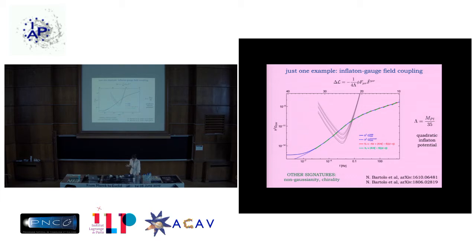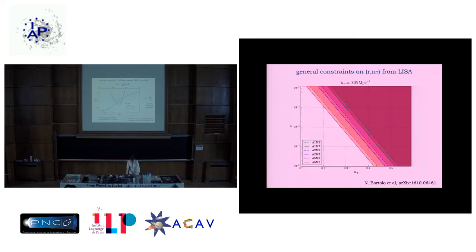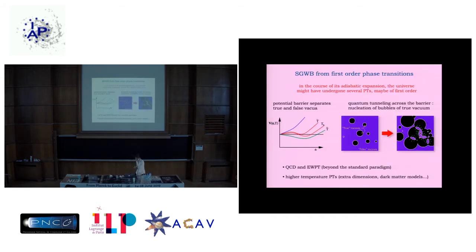Here I give you just one example in which you introduce this kind of coupling in the Lagrangian between a pseudoscalar inflaton and a gauge field, and this kind of thing enhances the gravitational wave spectrum, for example, in the LISA band. But you can do an exercise which is more or less related to a mechanism, and you can probe how LISA, for example, will be able to constrain the parameter space in the tensor to scalar ratio and the tensor spectral index. Of course, going beyond slow-roll scenarios.